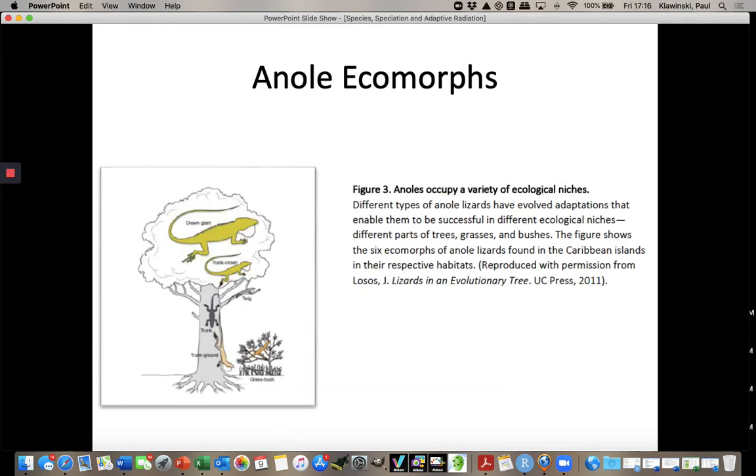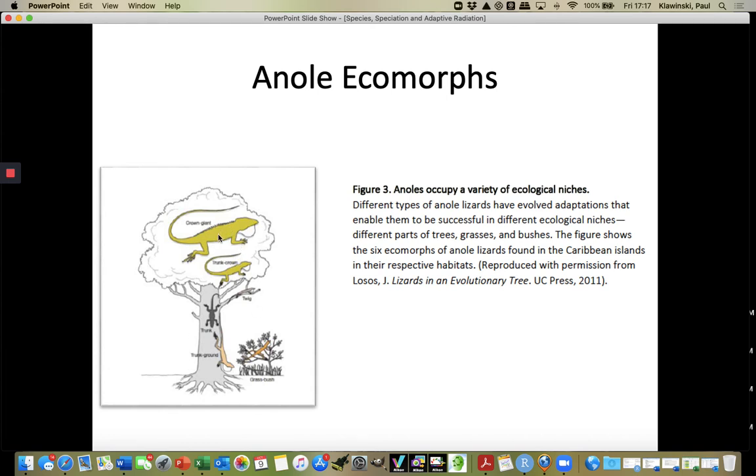So there are lots of examples of adaptive radiations. The anoles in the Caribbean are one good example of this. In this case, there appears to be a series of island-specific adaptive radiations that have gone on. This is from Jonathan Losos's book, Lizards in an Evolutionary Tree, that shows the different kinds of anoles that occur on any given island.